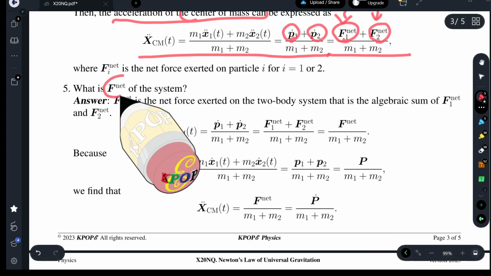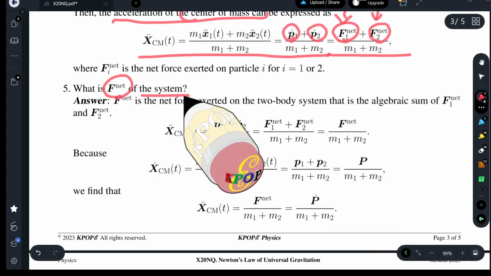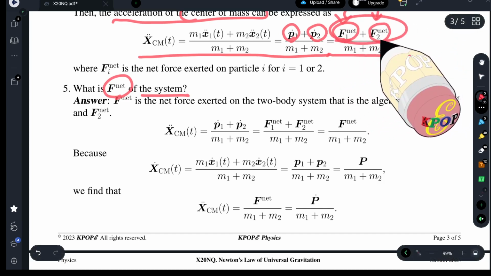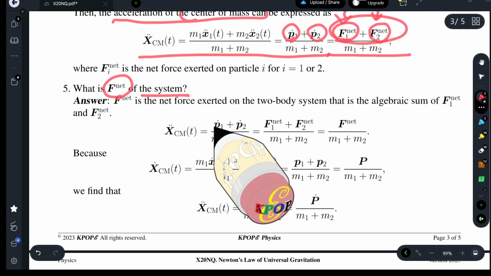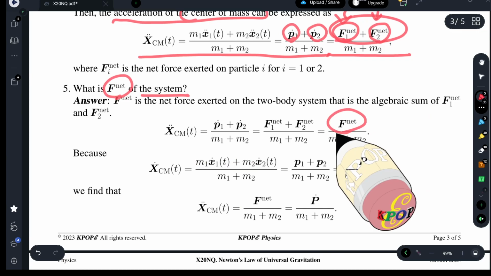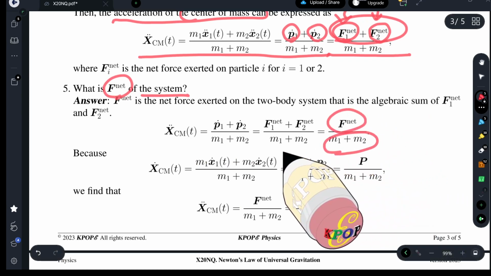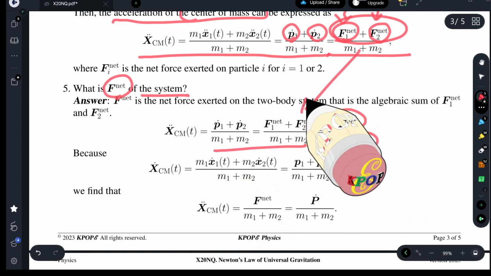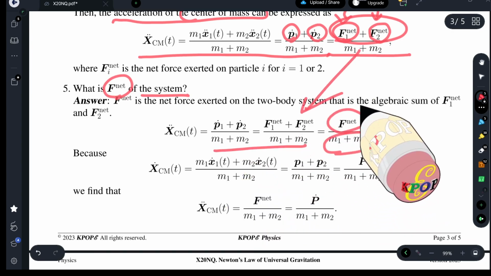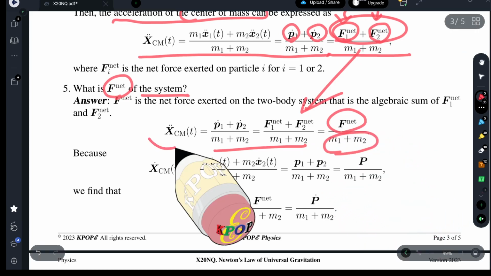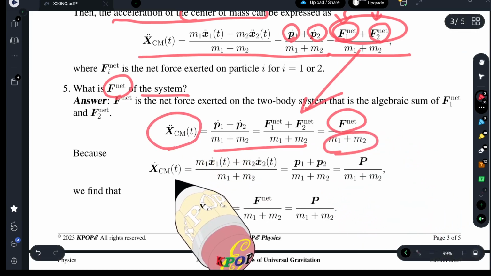What is the F net of the system? Yes, their sum. The algebraic sum of the two vectors is nothing but the net force. By the way, according to our previous computation, the net force on the system divided by the total mass is the acceleration of the center of mass.